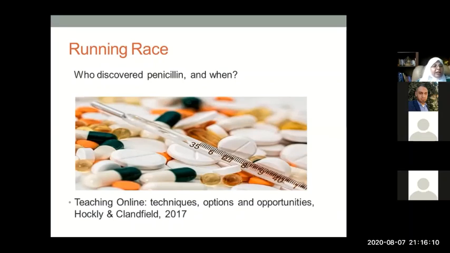Yeah, running race, Marwa, is you are supposed to open another browser. Okay, Google the information. Write who discovered penicillin and when. So you're supposed to be searching for information and then you come and tell me what the answer is. Okay? So who got the answer? Let us see who the winner is.